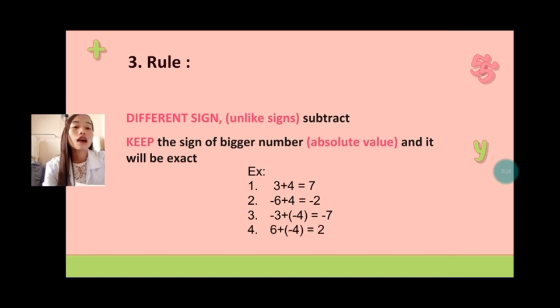Next is positive 3 plus negative 4. We have different signs again, meaning unlike signs, so we subtract. Positive 6 plus negative 4 equals 2. Remember that we keep the sign of the bigger value so that we have an exact answer. Since 6 is bigger than negative 4, we have a positive 2. So we copy its sign.